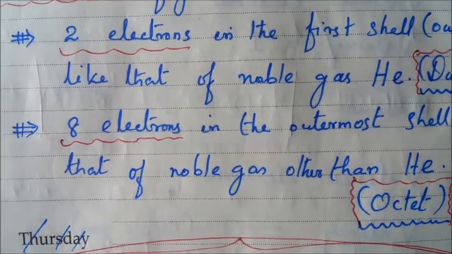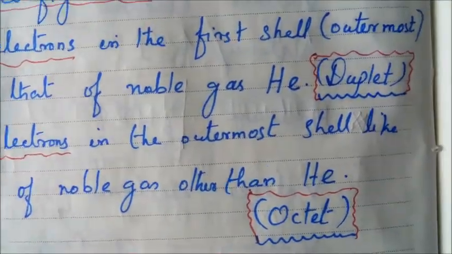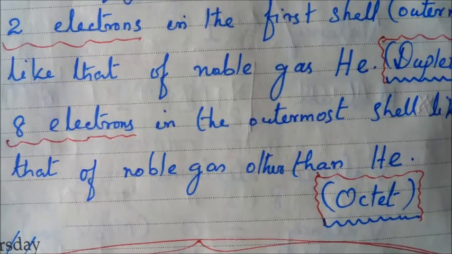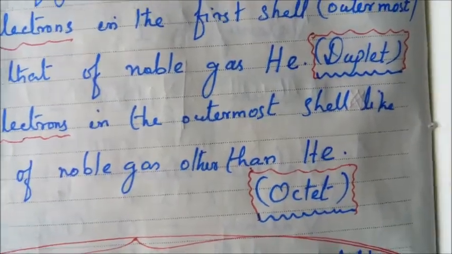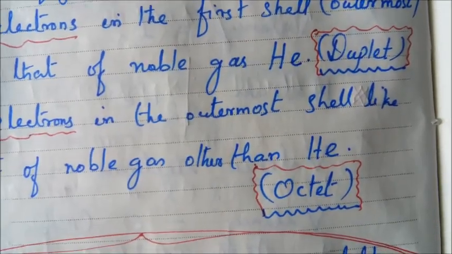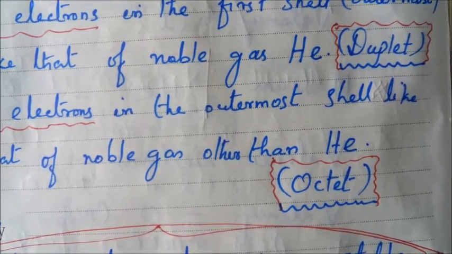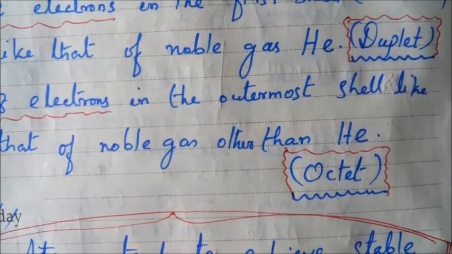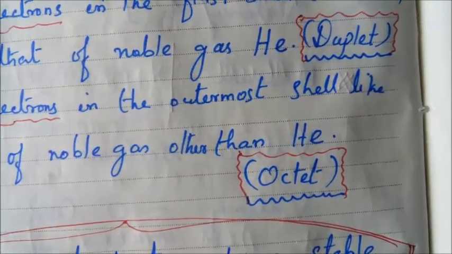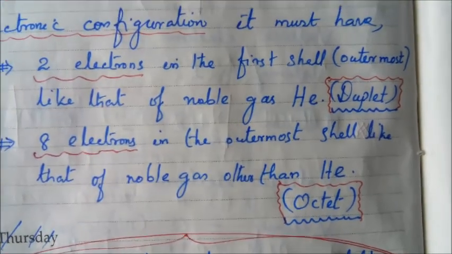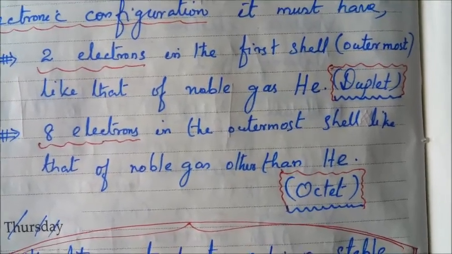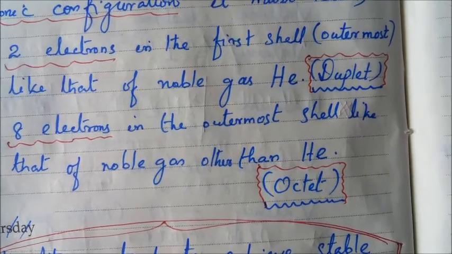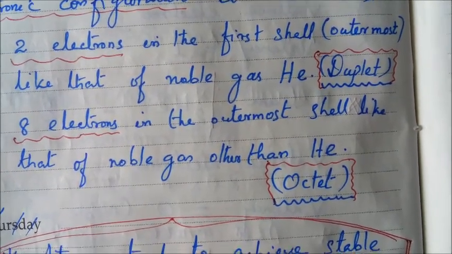Second rule: 8 electrons in the outermost shell, like that of noble gases other than helium. For helium only the duplet is possible. All other elements need 8 electrons. That's what we call the octet rule. So these are two important rules: one duplet nature, another one octet nature.